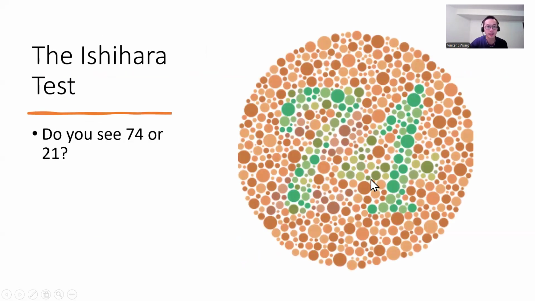All right, here is a test for color blindness you probably have done before in an eye doctor's office or something. It's called the Ishihara test. What number do you see? Do you see 74 or do you see 21? If you see 74, that means you do not have color blindness. If you see 21 and you did not know you have color blindness, you might have it. You probably want to check that out. This is a very quick, easy, and non-invasive way to determine if someone has red-green color blindness.